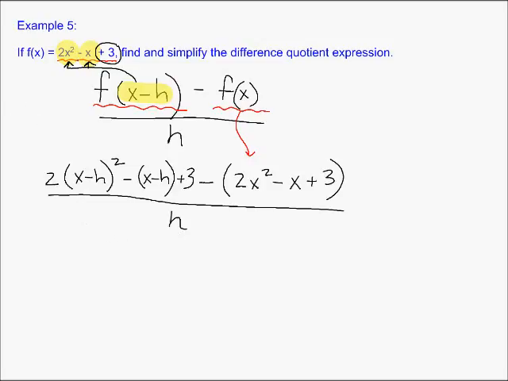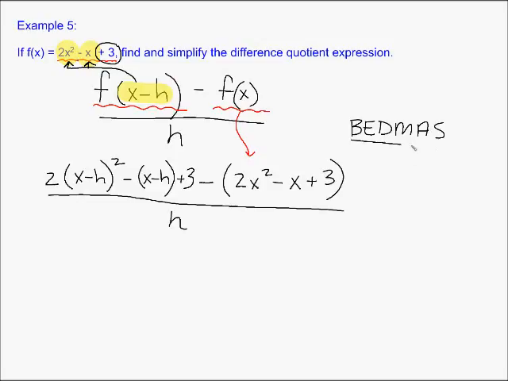So again, to recap, first of all, I took minus function of x and I just inputted the function. Then I took function of x plus h and I substituted x plus h for x in the function. And then I put it all over h. Now what I need to do is use my order of operations, BEDMAS, to simplify the expression.